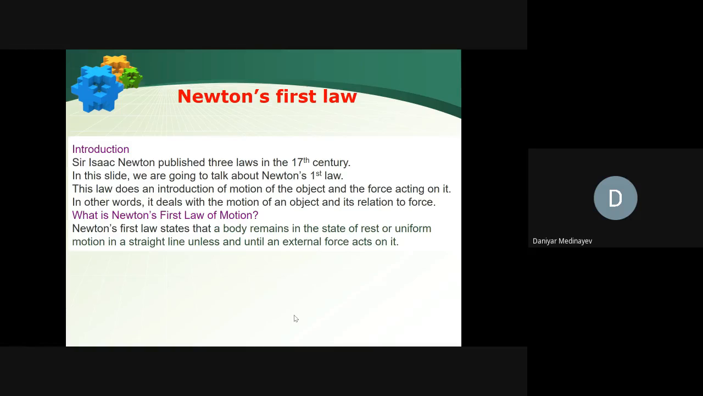Newton's first law is defined as follows: a body remains in a state of rest or uniform motion in a straight line unless and until an external force acts on it.